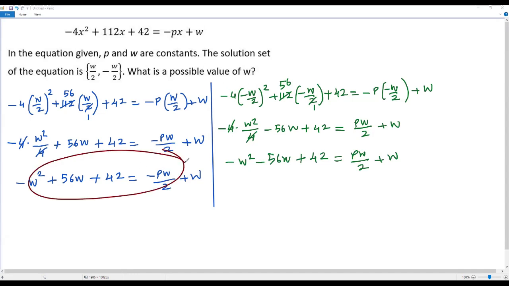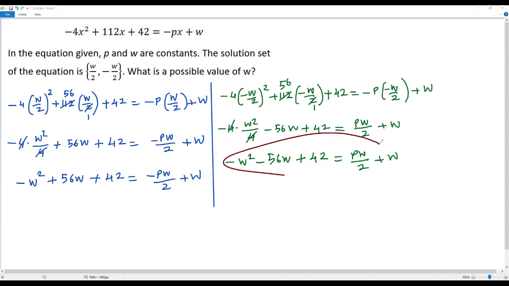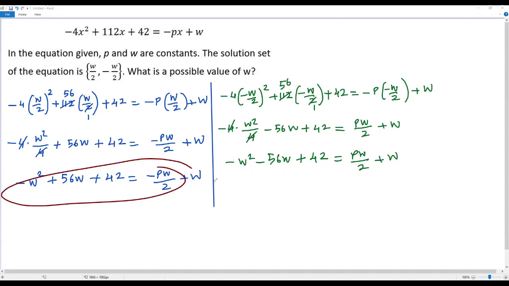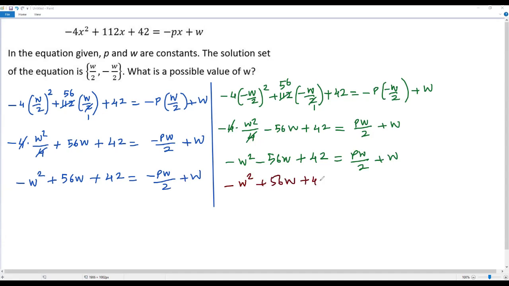Okay, now to add these two equations, let me keep this equation as it is, and let me write this equation over here. Then I'm getting negative w square positive 56 w positive 42 equals to negative pw over 2 positive w. I have written this equation over here. Okay, now let's do some simplification.